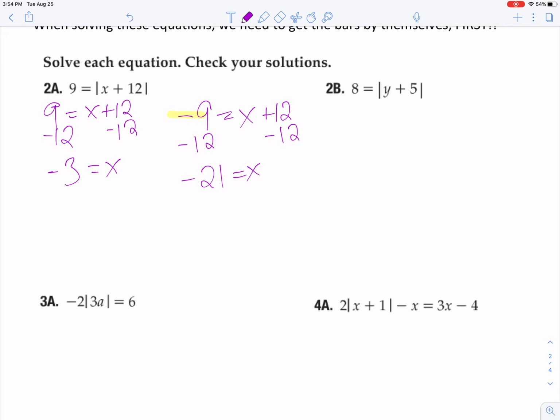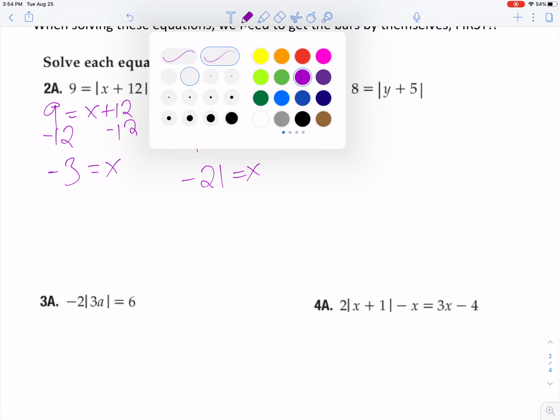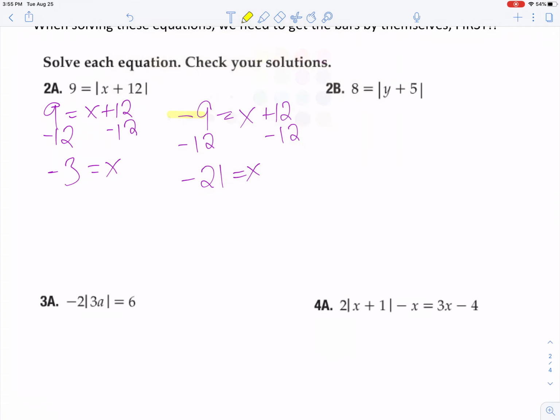Like so. Hey, before you circle those as your final answers, do yourself a favor. Take those back in and plug them into the original equation. -3 plus 12 is 9. And if you drop the bars, drop the negative, 9 equals 9. Okay? This is an answer. It's good to go. Try this one.